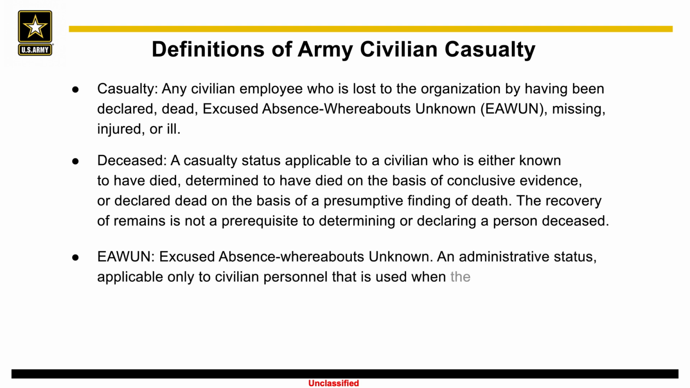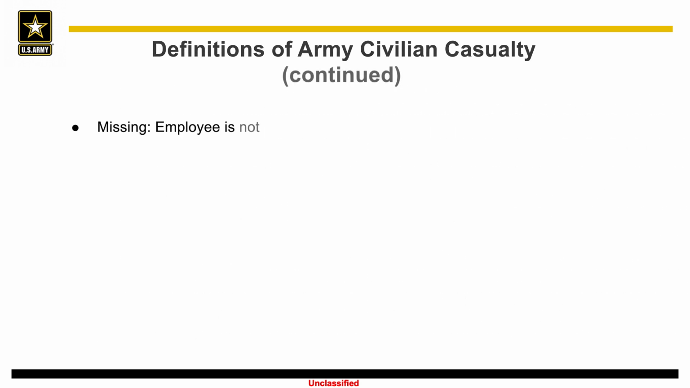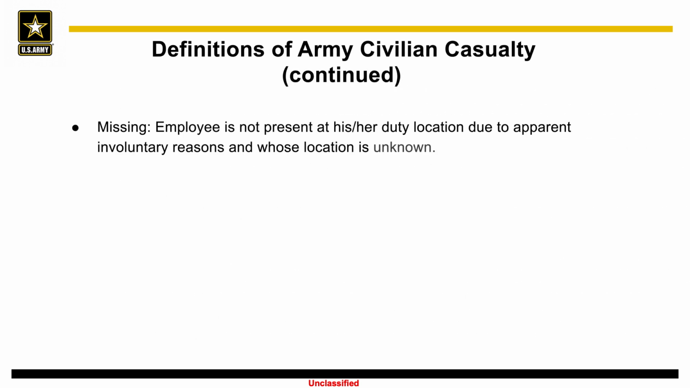Excused absence, whereabouts unknown, is an administrative status applicable only to civilian employees. This status is used when the responsible commander suspects the employee may be a casualty. The employee's absence is involuntary, but sufficient evidence is not available to conclude if the employee is missing or deceased. Missing is a status that an employee is not present at the duty location due to apparent involuntary reasons and the employee's location is unknown.